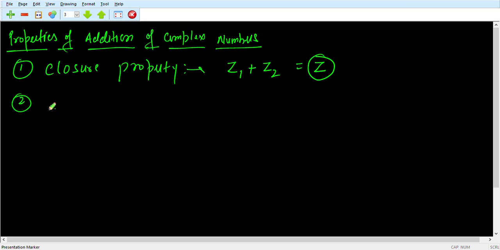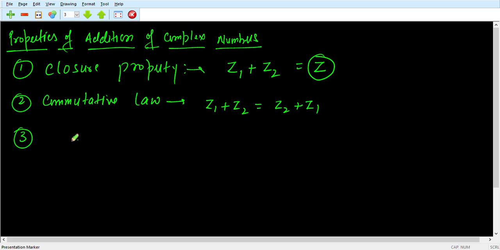The second property is commutative law. Commutative law or commutative property says, let us suppose I have two complex numbers z1 and z2. So z1 plus z2 is equal to z2 plus z1. This can also be verified with any two different complex numbers. You can choose two different complex numbers of your own choice.